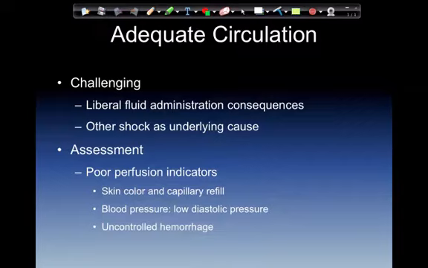Assessment: poor perfusion indicators, skin color and capillary refill, the blood pressure, low diastolic pressure, and then uncontrolled hemorrhage. Even if they have a good blood pressure up front, if you can't put a patch on it or slow down the bleeding, it's not going to come out well.